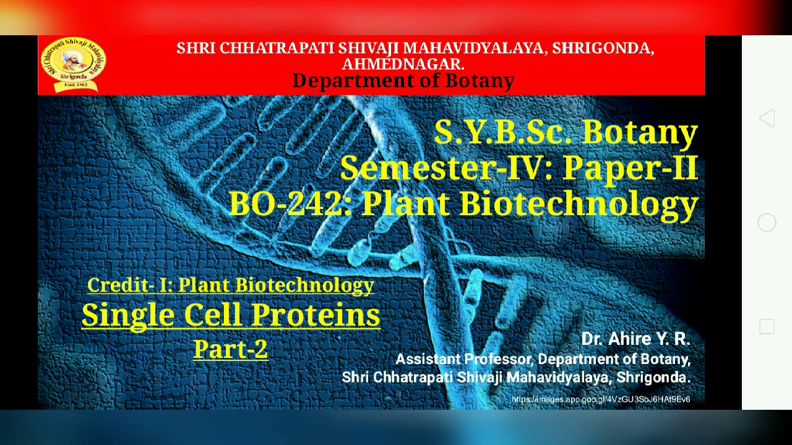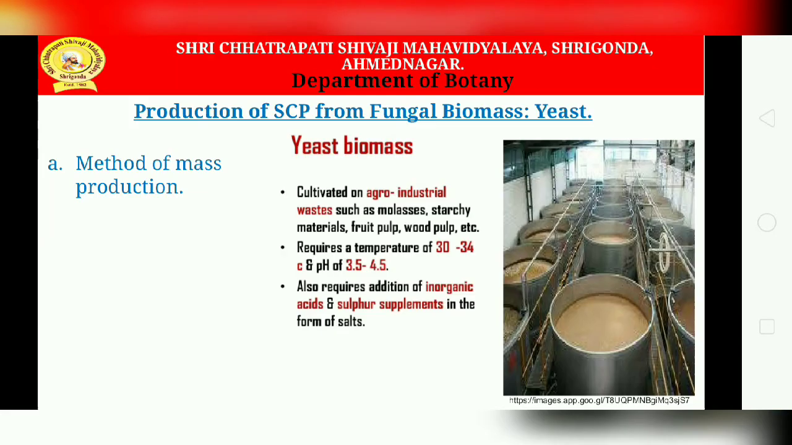Today we are going to discuss single cell protein, part two. In the last part we discussed the production of SCP from algae, that is spirulina, and its production methods. And today we will discuss the production of SCP from fungal biomass, that is yeast.